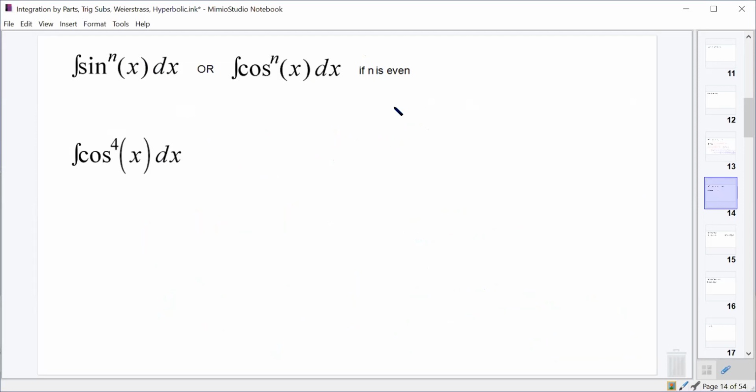What about if the power is even? What can we do if the power is even? Split up half of it. I don't know what that means. What does that mean? Split up half of it. Okay, one thing we can do, we can make it cosine squared times cosine squared. But why are we doing that? What's that going to do for us, Adrian?